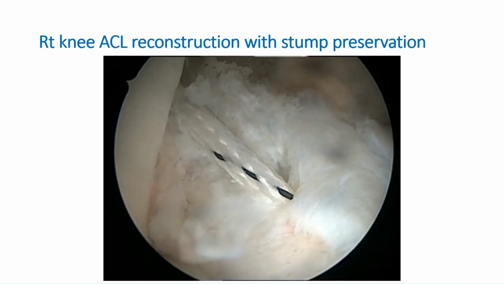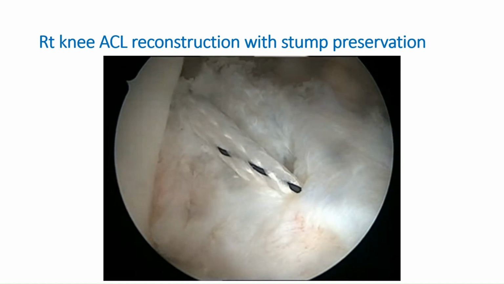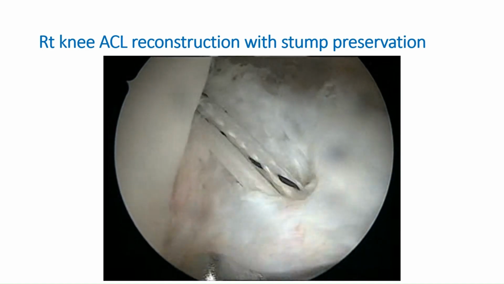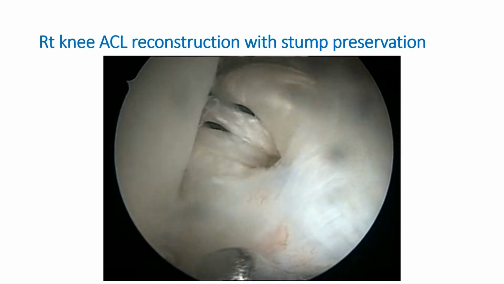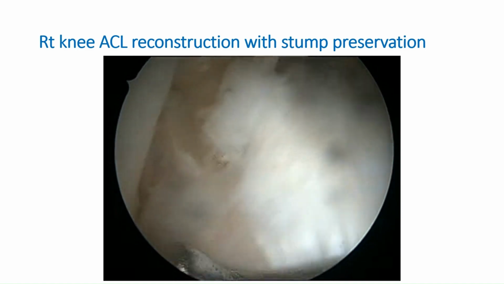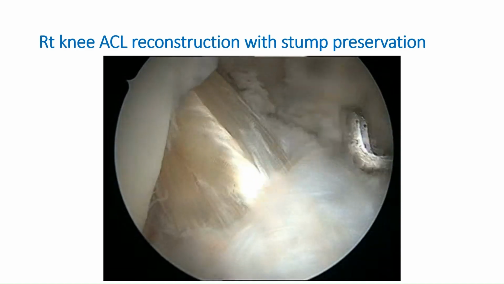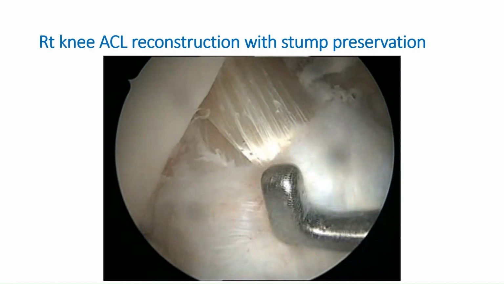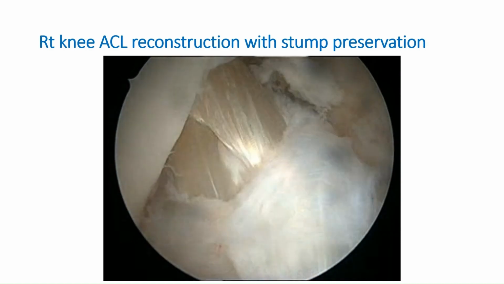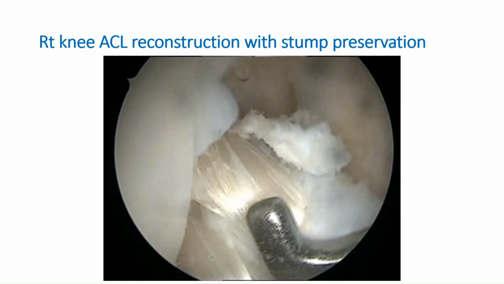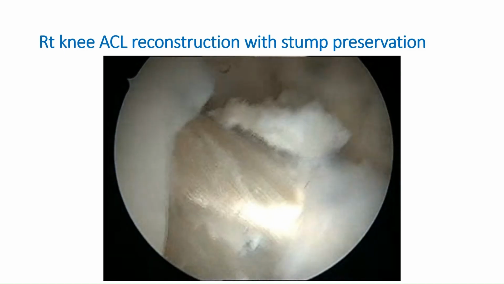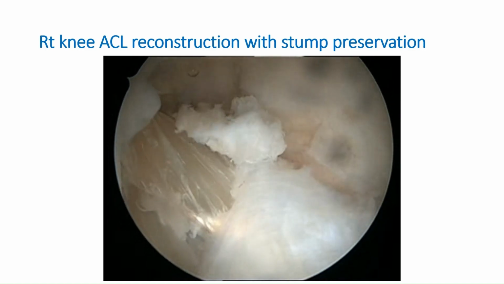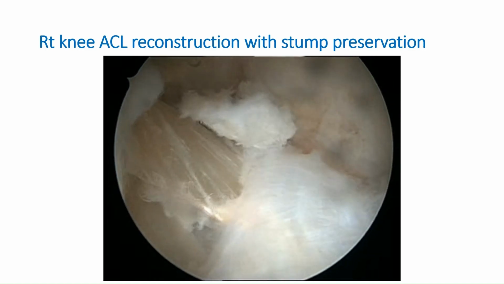So leaving the native ACL, whole of it. We don't remove any part of the native ACL. And then you're delivering the graft through it. One would argue, will there be an impingement? No, there will not be an impingement, because the native ACL is far posterior. It's not anterior on the femoral side, so it will not impinge. So you can see we have delivered the graft through the native ACL.